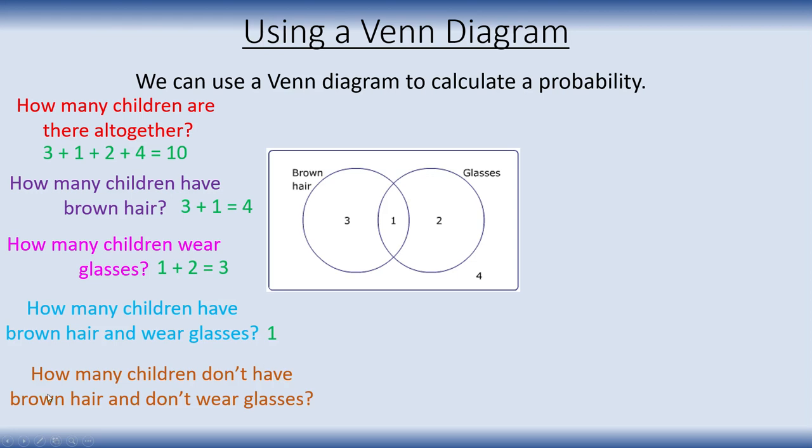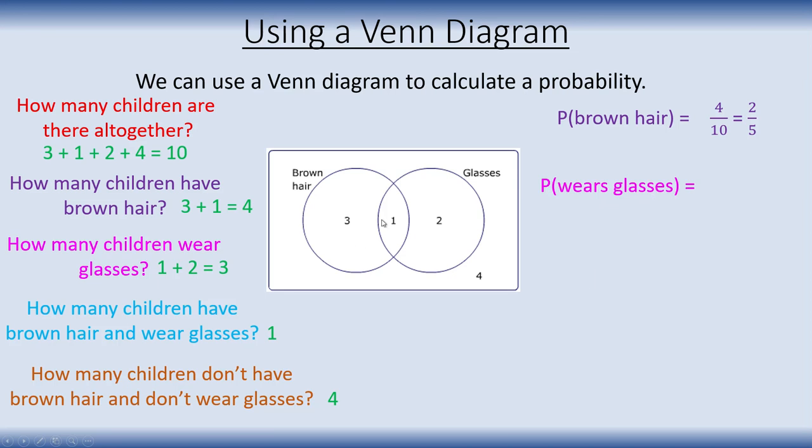How many children don't have brown hair and don't wear glasses? So no brown hair and no glasses. We just got our 4 on the outside. Now probability. Probability of brown hair. So we said 4 have brown hair, so that's going to be 4 out of the total number, all of them. So it's 4 out of 10, which is the same thing as 2 out of 5.